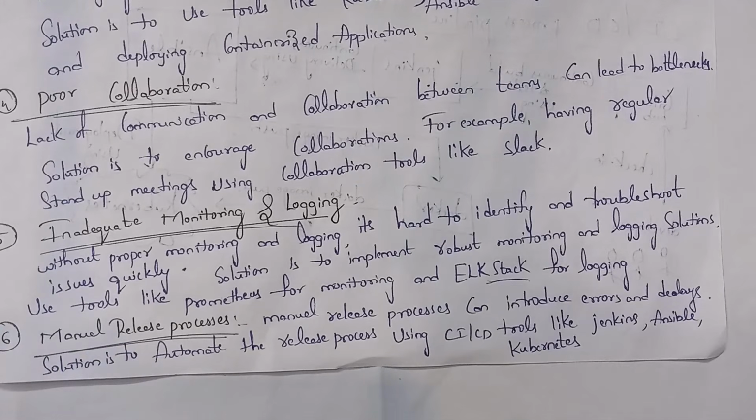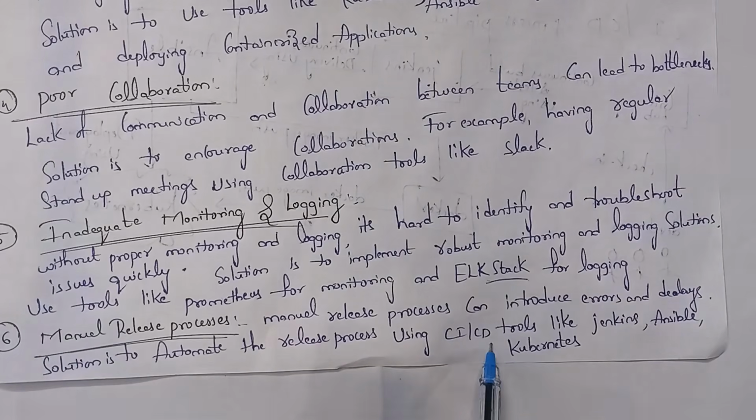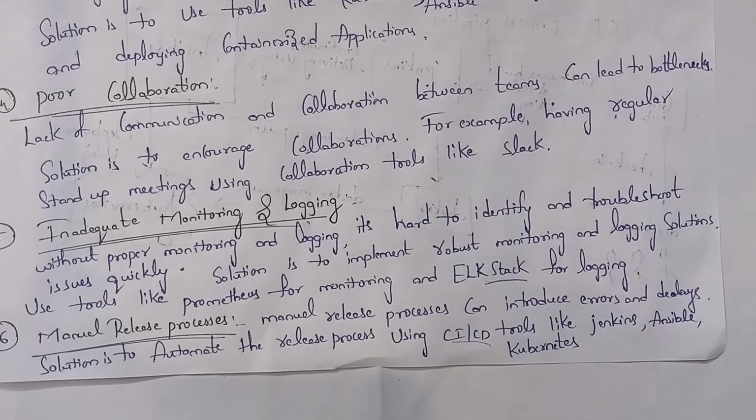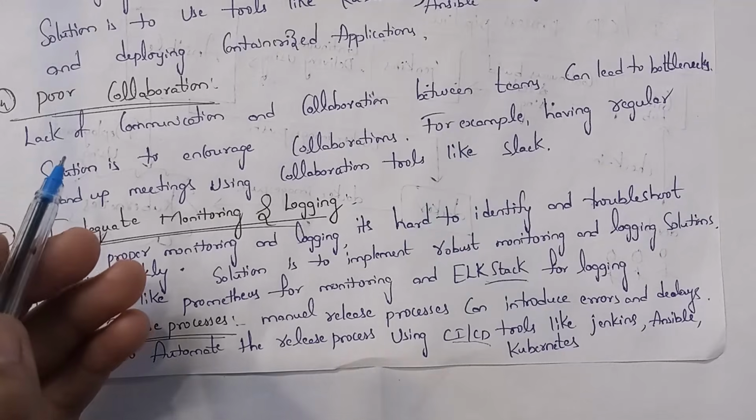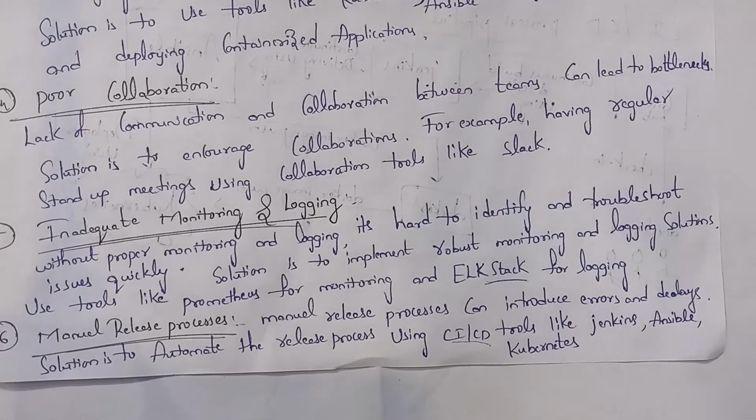Guys, if we release our application manually without using any automation tools, it will consume a lot of time and there is a high chance for errors. So in order to automate the release process, that is, in order to perform continuous integration and continuous deployment, we need to use tools like Jenkins, Ansible, Kubernetes, etc. So that within a short period of time we can release our software with no errors or very few errors.